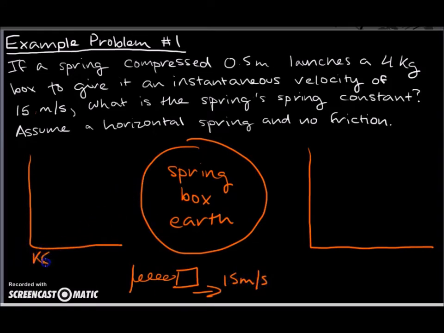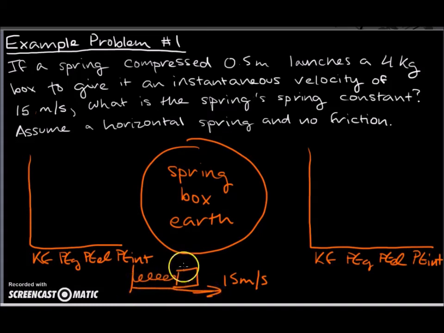So we have our kinetic energy, potential energy gravity, potential energy elastic, and potential energy internal. And here we also have kinetic energy, potential energy gravity, potential energy elastic, potential energy internal. Because the spring is going horizontally, let's say it's on the ground, we have no potential energy of gravity in this situation, so I'm going to go ahead and mark both of those off.